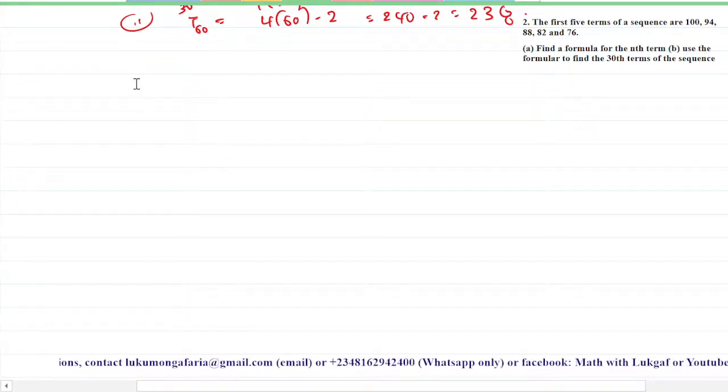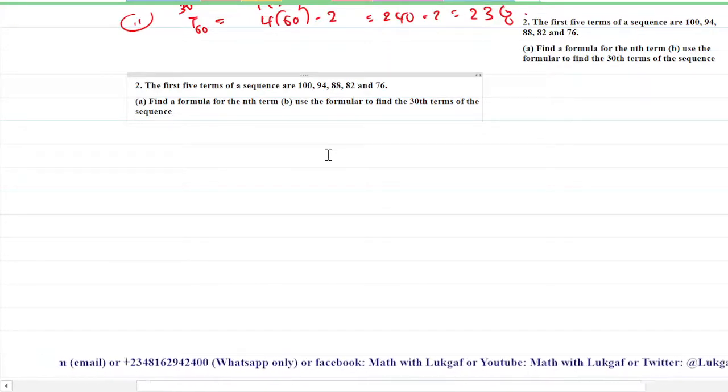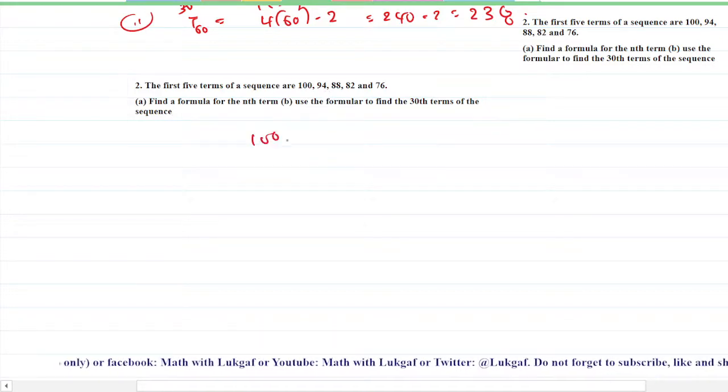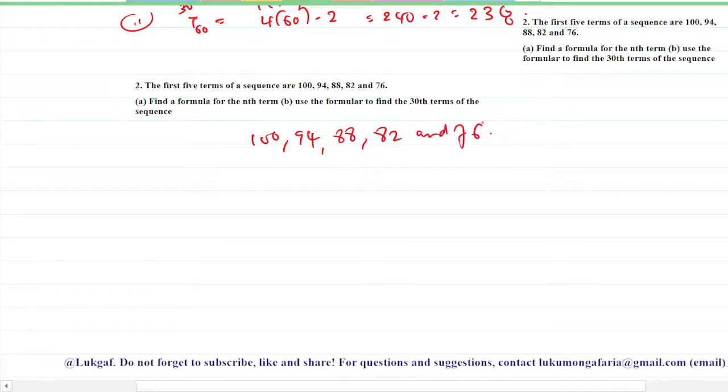Okay. So the question says the first 5 terms of a sequence are 100, 94, 88, 82, and 76. Then we have to find the formula for the nth term. Let me ask you first, is this a sequence or not? It is a sequence because if you check the terms very well, you notice that it follows a particular rule. And what is the rule?